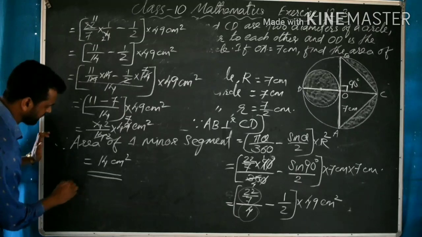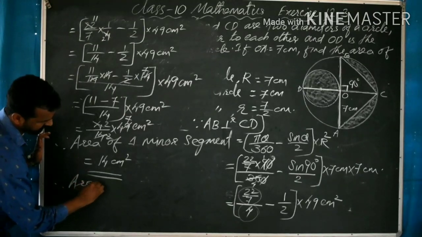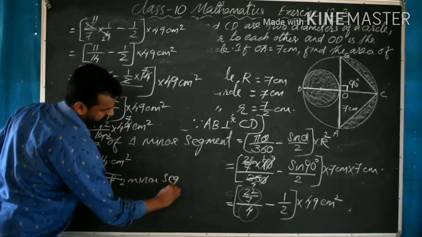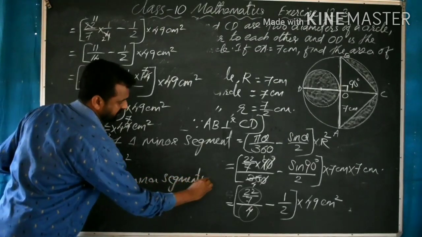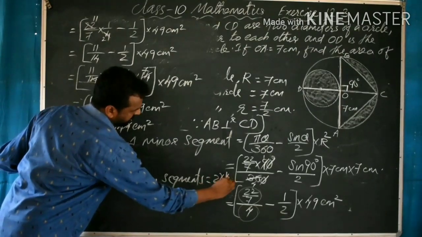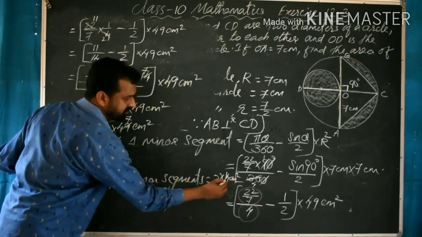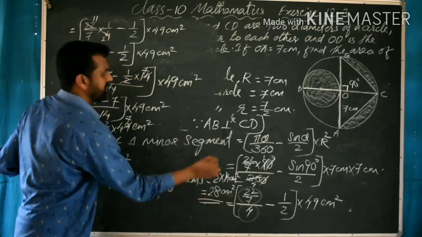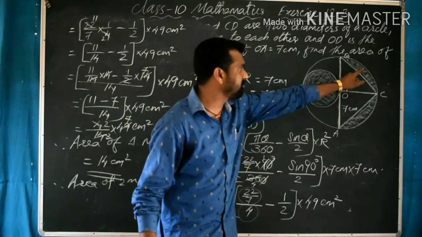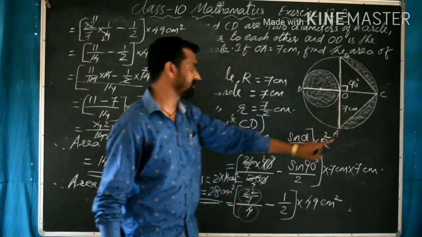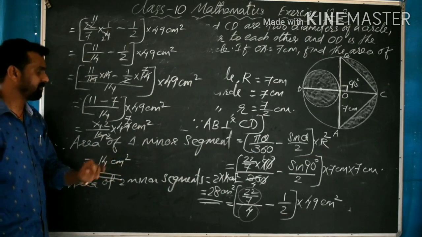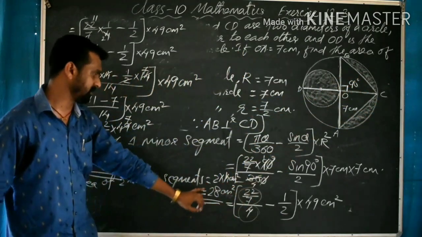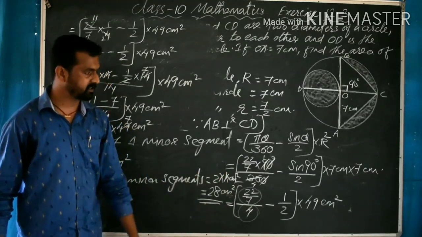Therefore, area of two minor segments is equal to 2 into 14 centimeter square, that is 28 centimeter square. That is the area of these two minor segments. Area of one minor segment is 14 centimeter square, and the area of two minor segments is 2 into 14, that is 28 centimeter square.